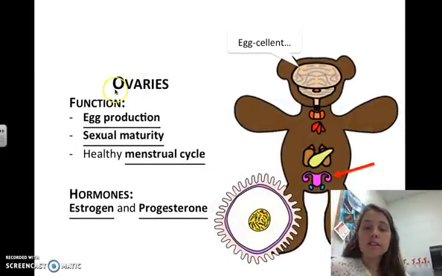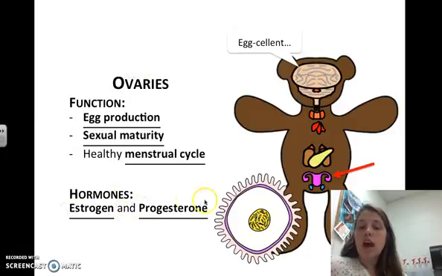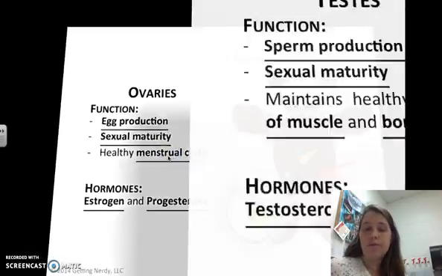All right, the ovaries. So in females, okay, the ovaries are responsible for egg production, for allowing you to come to sexual maturity, and for a healthy menstrual cycle. Okay, a healthy menstrual cycle, meaning when you get your period regularly, and then does all the different purposes that a menstrual cycle is made for. The hormones that the ovaries will secrete are estrogen and progesterone. Okay, both are responsible for egg production, allowing you to come to sexual maturity and having that healthy menstrual cycle.